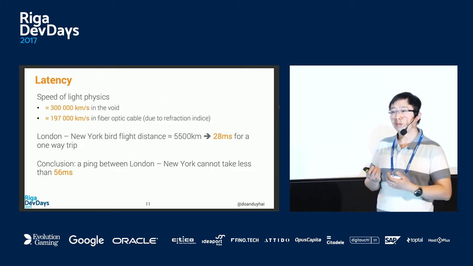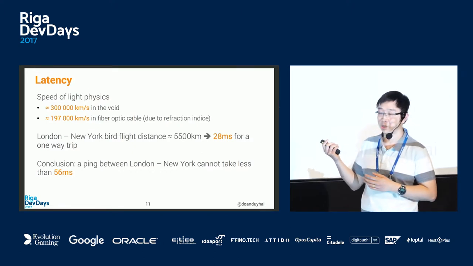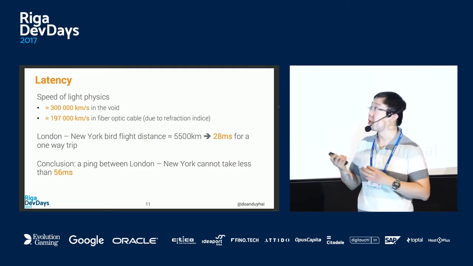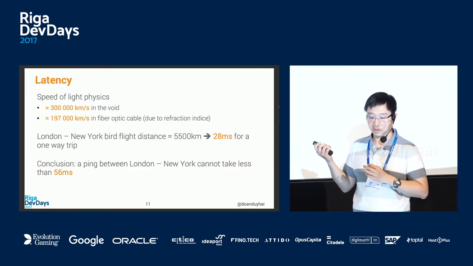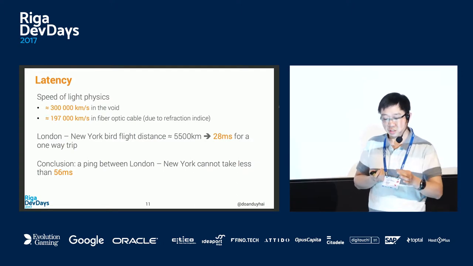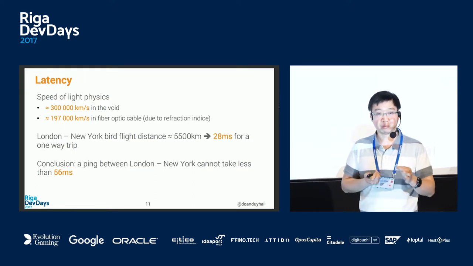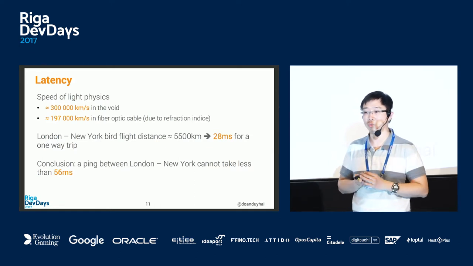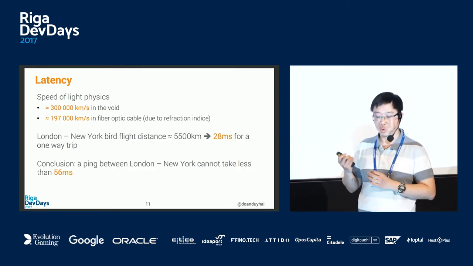So by speed of light physics, the maximum speed in the void is 300,000 km per second. But since we are using fiber optics cables, the maximum speed you can get on Earth in fiber optics is 197,000 km per second. So it means that if I have a ping between London and New York, it will take minimum 56 milliseconds. You can never go below that value. Speed of light physics.